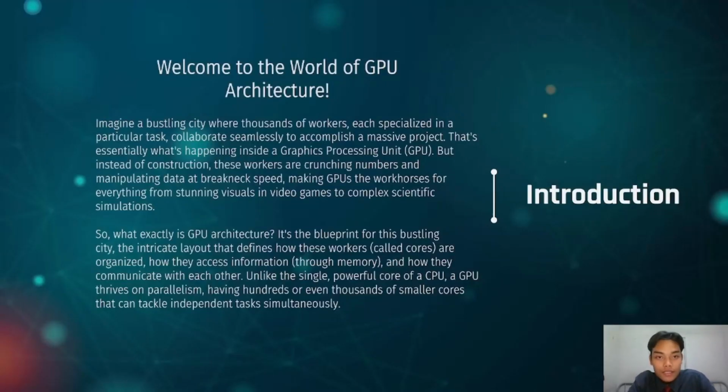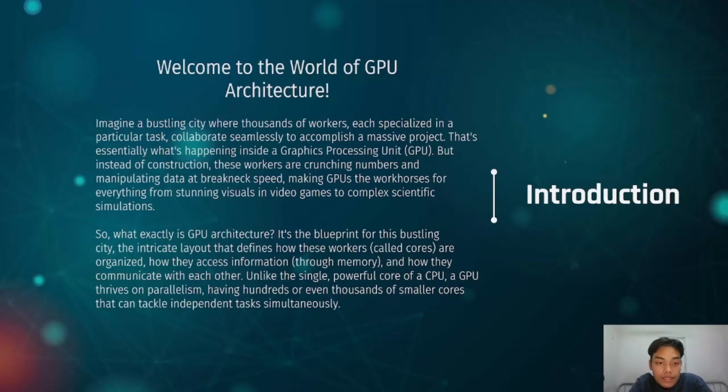So as the greeting, welcome to the world of GPU architecture. Imagine a bustling city where thousands of workers, each specialized in a particular task, collaborate seamlessly to accomplish a massive project. That's essentially what's happening inside a graphics processing unit, which we call a GPU. But instead of construction, these workers are crunching numbers and manipulating data at breakneck speed, making GPUs the workhorses for everything from stunning visuals in video games to complex scientific simulations.